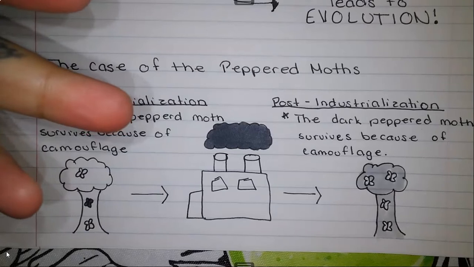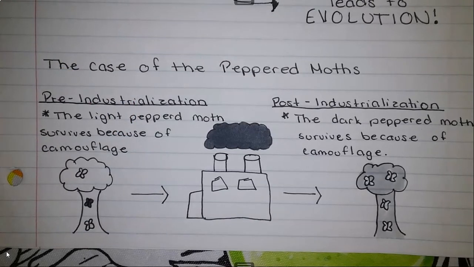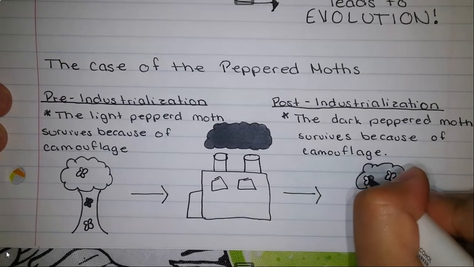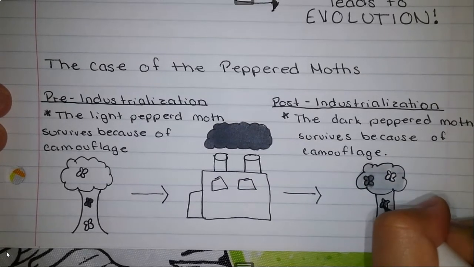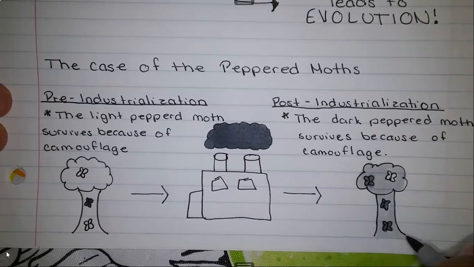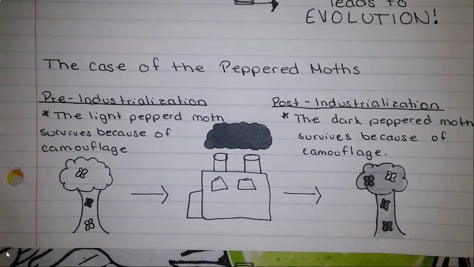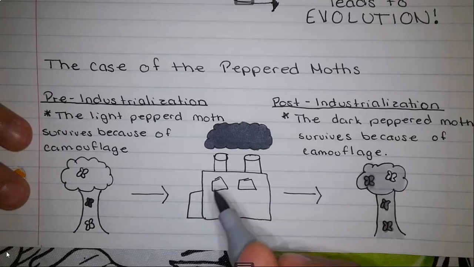Well, in a tree that looks like that, the dark moths will be able to blend in better than the white moth. So guess who gets eaten now? The white moth. And that is natural selection. Organisms needing to adapt naturally because nature is changing, right? If nature changes, the organism must change with it or it's going to die, basically.